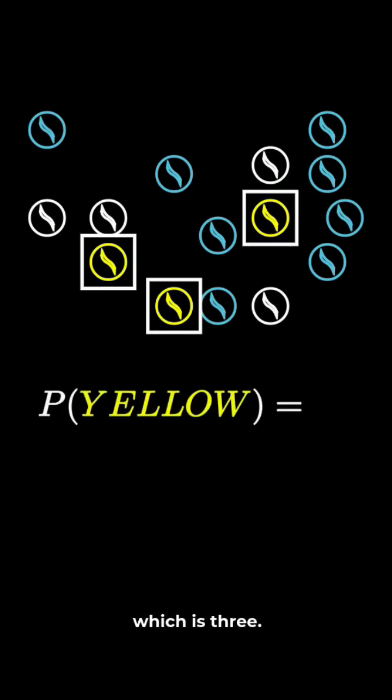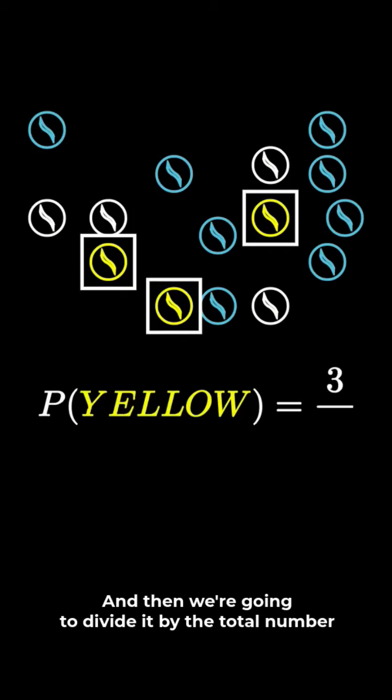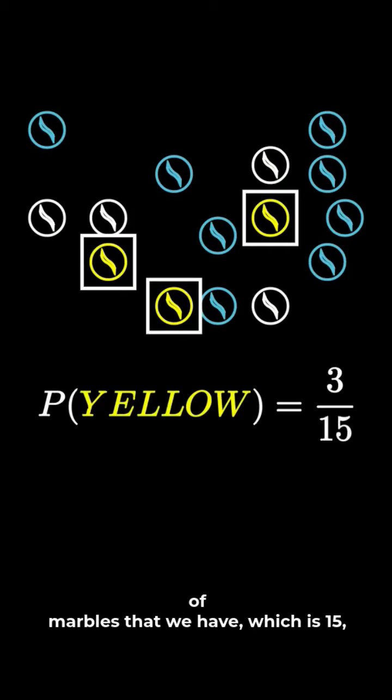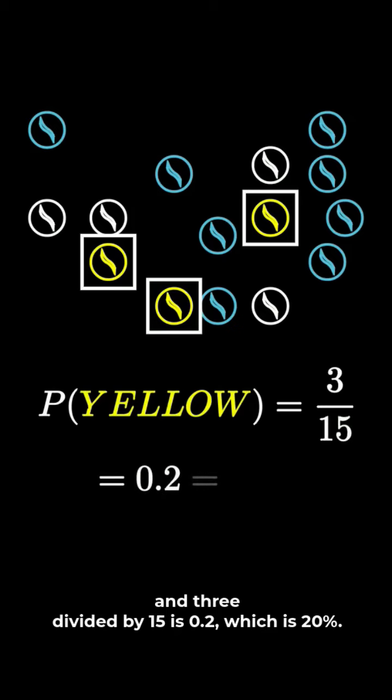So to calculate the probability of drawing a yellow marble, we're going to count the number of yellow marbles that we see, which is 3. And then we're going to divide it by the total number of marbles that we have, which is 15. And 3 divided by 15 is 0.2, which is 20%.